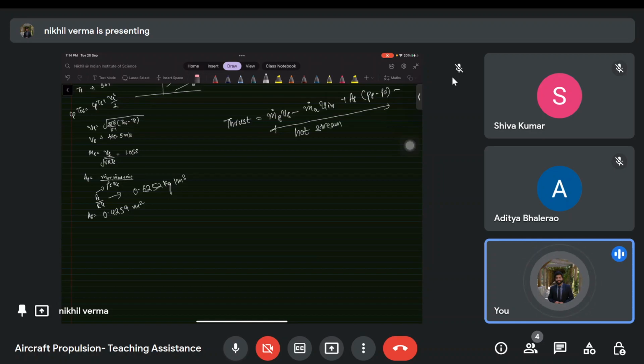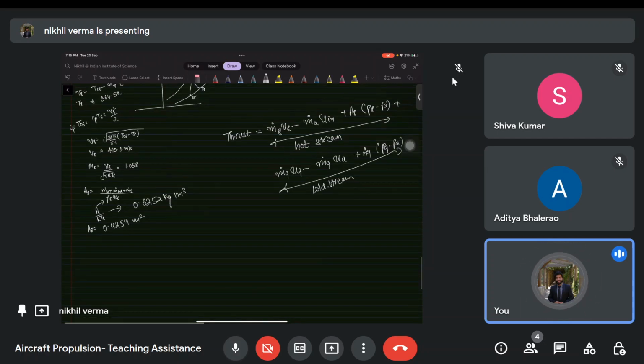How about the cold stream? It will be similar, right? M dot 9 into u9 minus m dot 9 into ua plus A9 into P9 minus Pa, right? This is the cold stream. I hope this part, the thrust equation, is clear to you all.